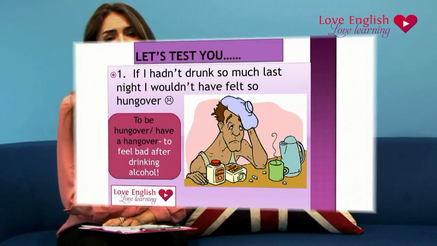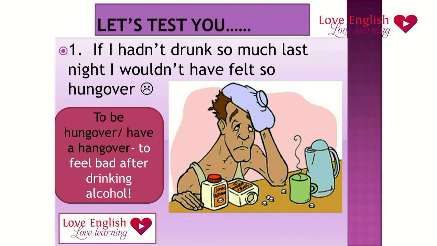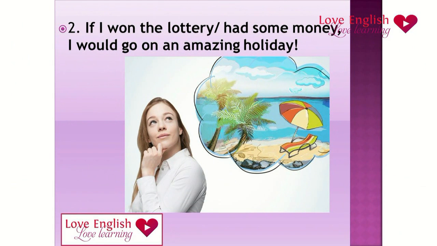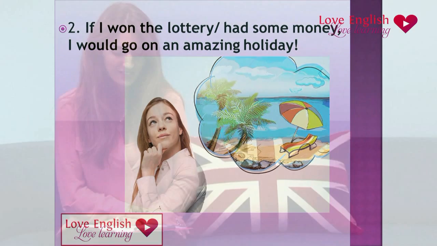So in the first one, I think this guy looked as if he'd had too many whiskies the night before. So perhaps his sentence could be, if I hadn't drunk so much last night, I wouldn't have felt so hungover. Next one. This lady looked like she was dreaming of a perfect holiday. So we could make a second conditional sentence here. And we could say, if I won the lottery, I would go on so many lovely holidays, or I would go on a fantastic holiday.